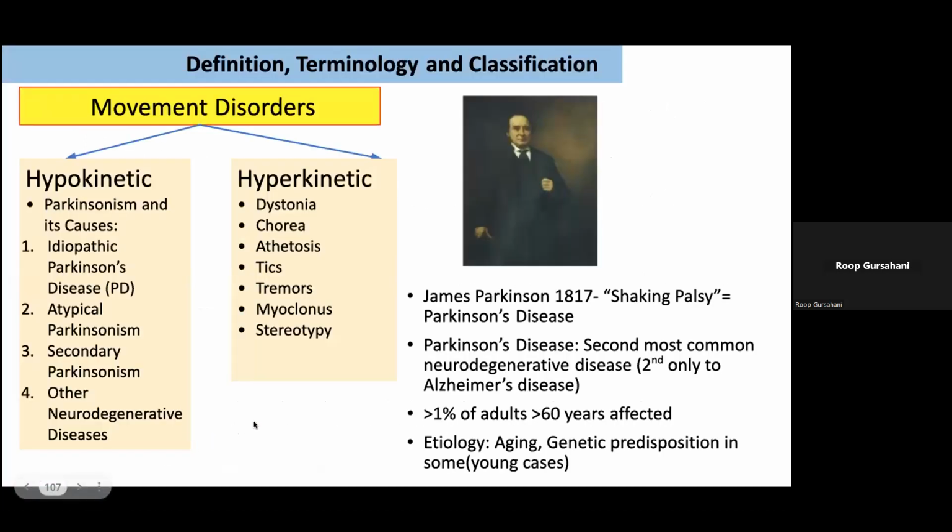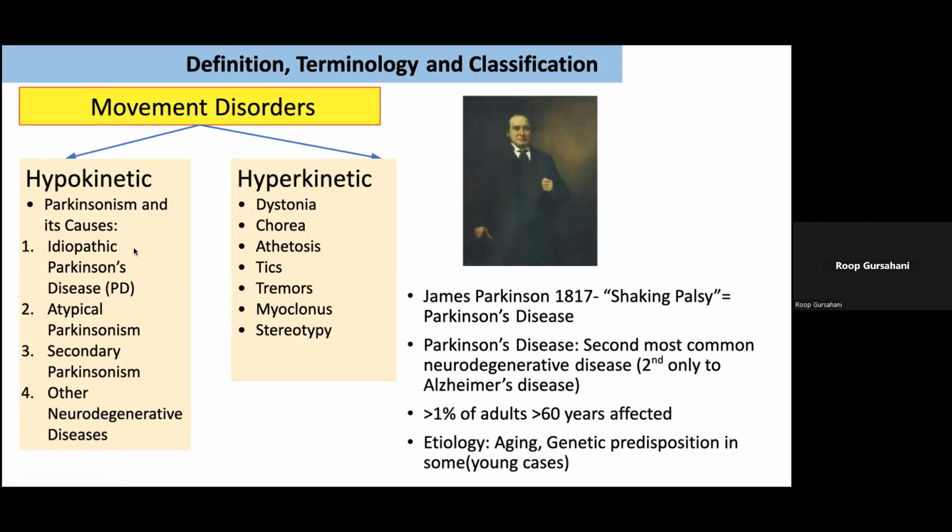Now, just to tell you a little bit about Parkinsonism, we put this into the category of what we call movement disorders, neurological illnesses. You do have hyperkinetic, which means excess movement, and you've heard of dystonia, chorea, athetosis, tics, and so on. But you also have hypokinetic, and this actually is the bulk of what we see.